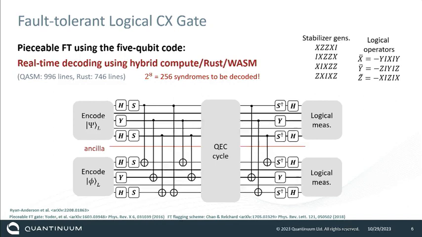However, with just 2 code blocks, Yoder et al., in their paper about pieceable fault tolerance, showed how to do a fault-tolerant 2-qubit gate for the 5-qubit code. It did more than just the 5-qubit code. They talked about pieceable fault tolerance in general, and it was also an interesting paper in that it talked about other methods to allow you to have a universal gate set. But we concentrated on this for now.